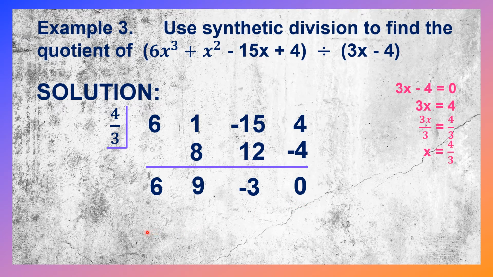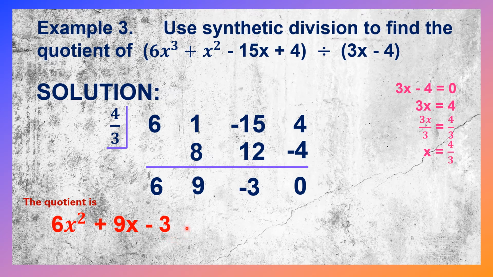So, writing now our quotient, the degree of the first term of our quotient is found by subtracting the degree of our divisor from the degree of the dividend. So 3 minus 1 is 2. So our quotient starts with exponent 2. So we have now, copy 6x squared plus 9x minus 3.